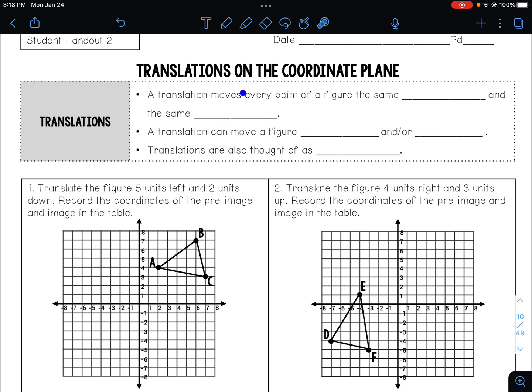There is a rotation, which means I'm spinning it around. There is a reflection, which is like a mirror reflection. And there's also a dilation, which means making it bigger or smaller. So the translation, we're going to focus on that one right now. And this is all about moving the image around.